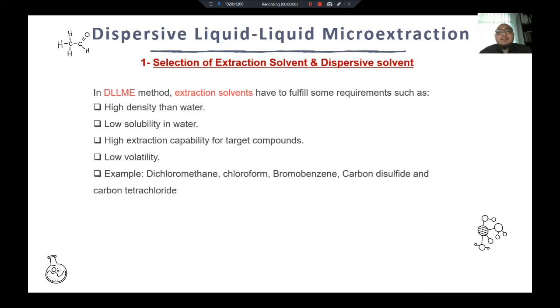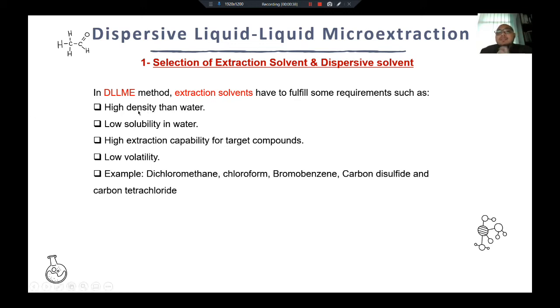Okay, right. So the first one, let's look over here at the selection of extraction solvent and dispersive solvent. In the normal DLLME, the extraction solvent has to fulfill some requirements, such as higher density than water. That's why we call it DLLME. If we use a solvent with density lower than water, we name it DLLME-SFO. Later on we will go into that.